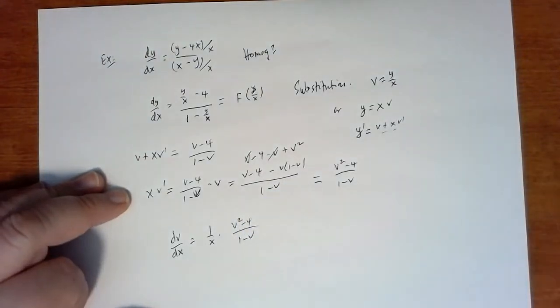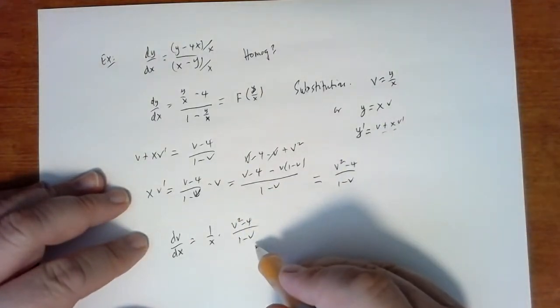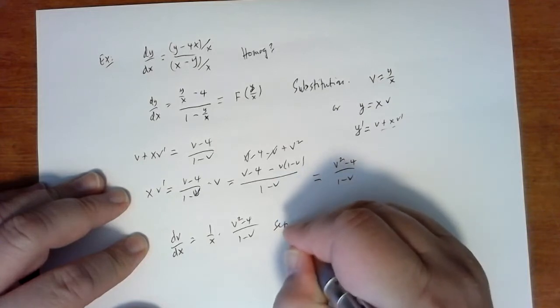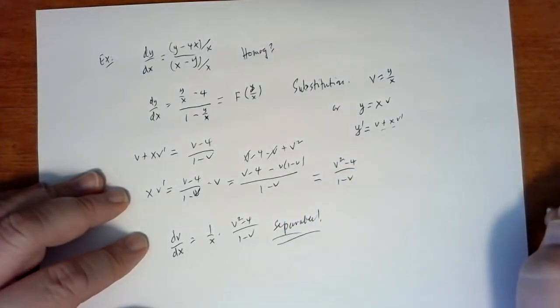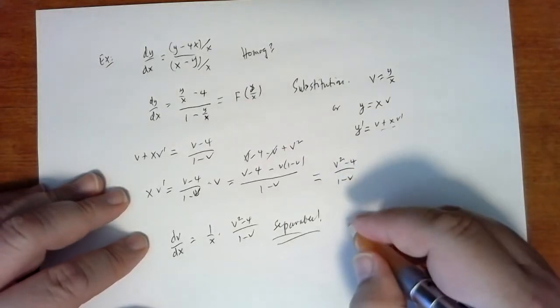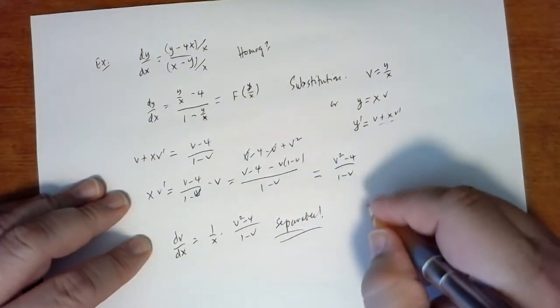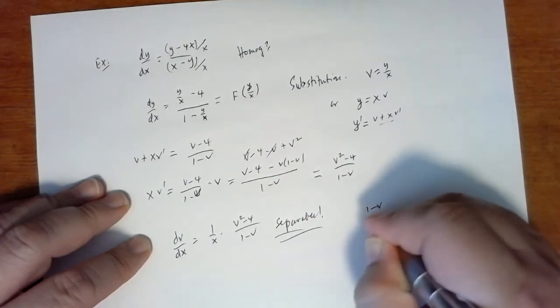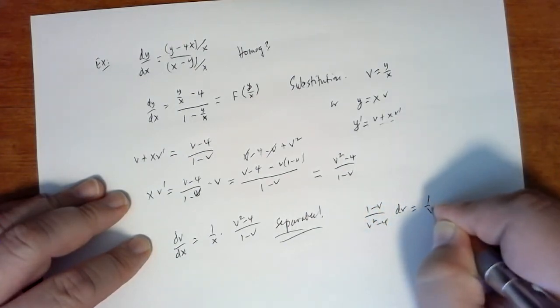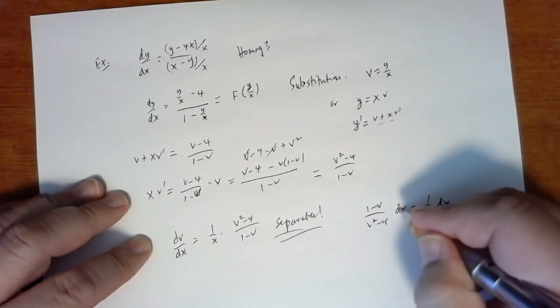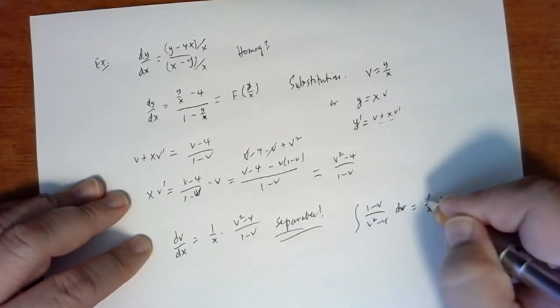Good. Now what did we say this was? This is separable. So now we can solve it. So I'm going to go ahead and solve it. I'll take the reciprocal to both sides. 1 minus v over v squared minus 4 dv is equal to 1 over x dx. Okay, I think this is probably as far as I'll go, maybe.